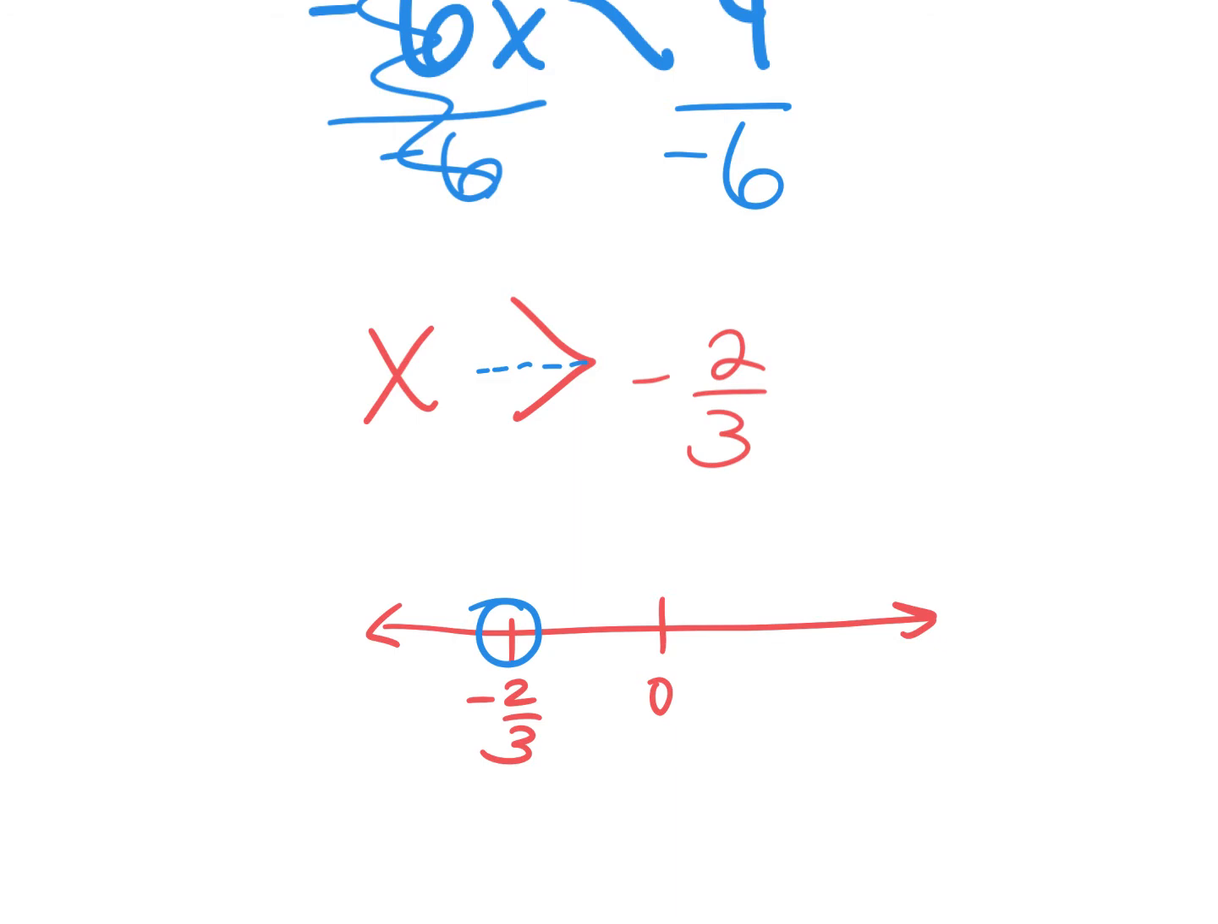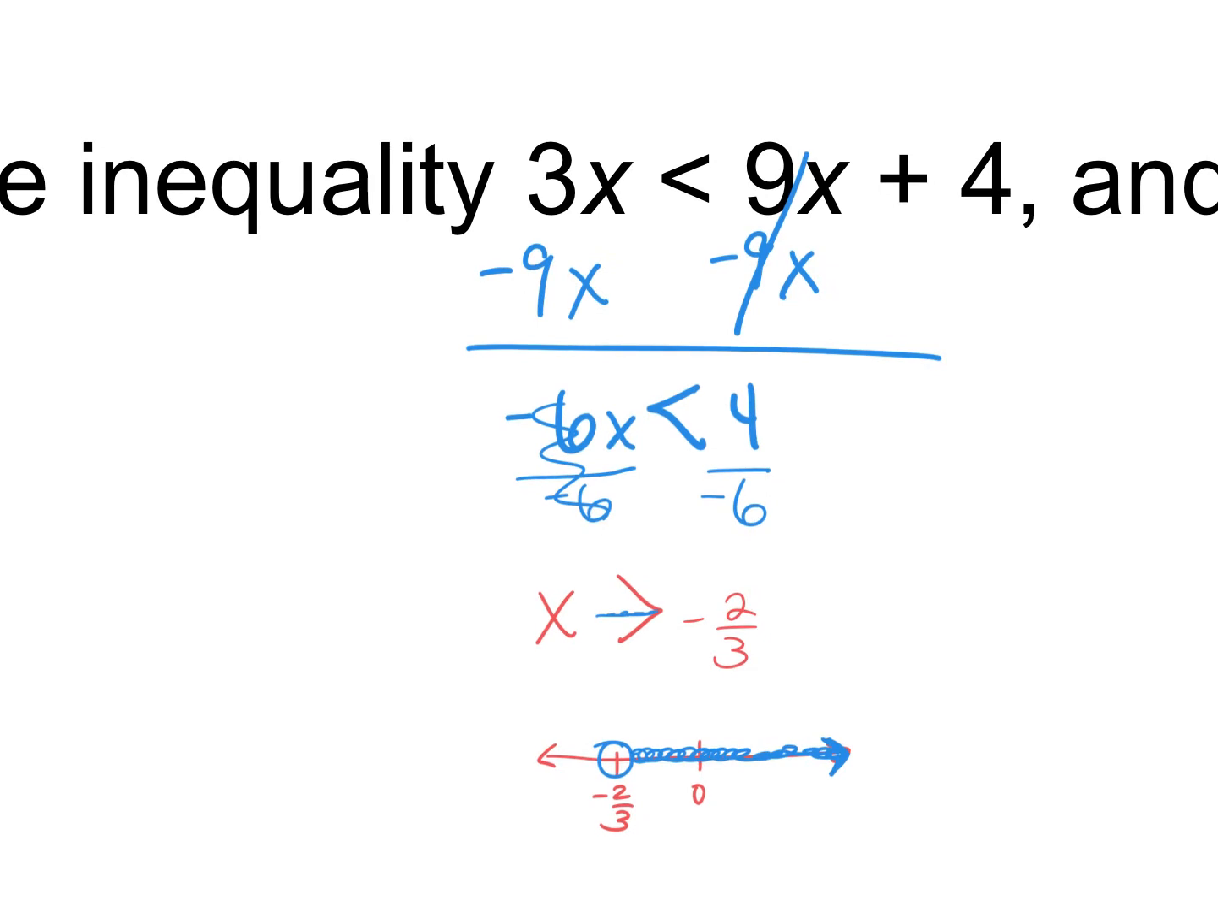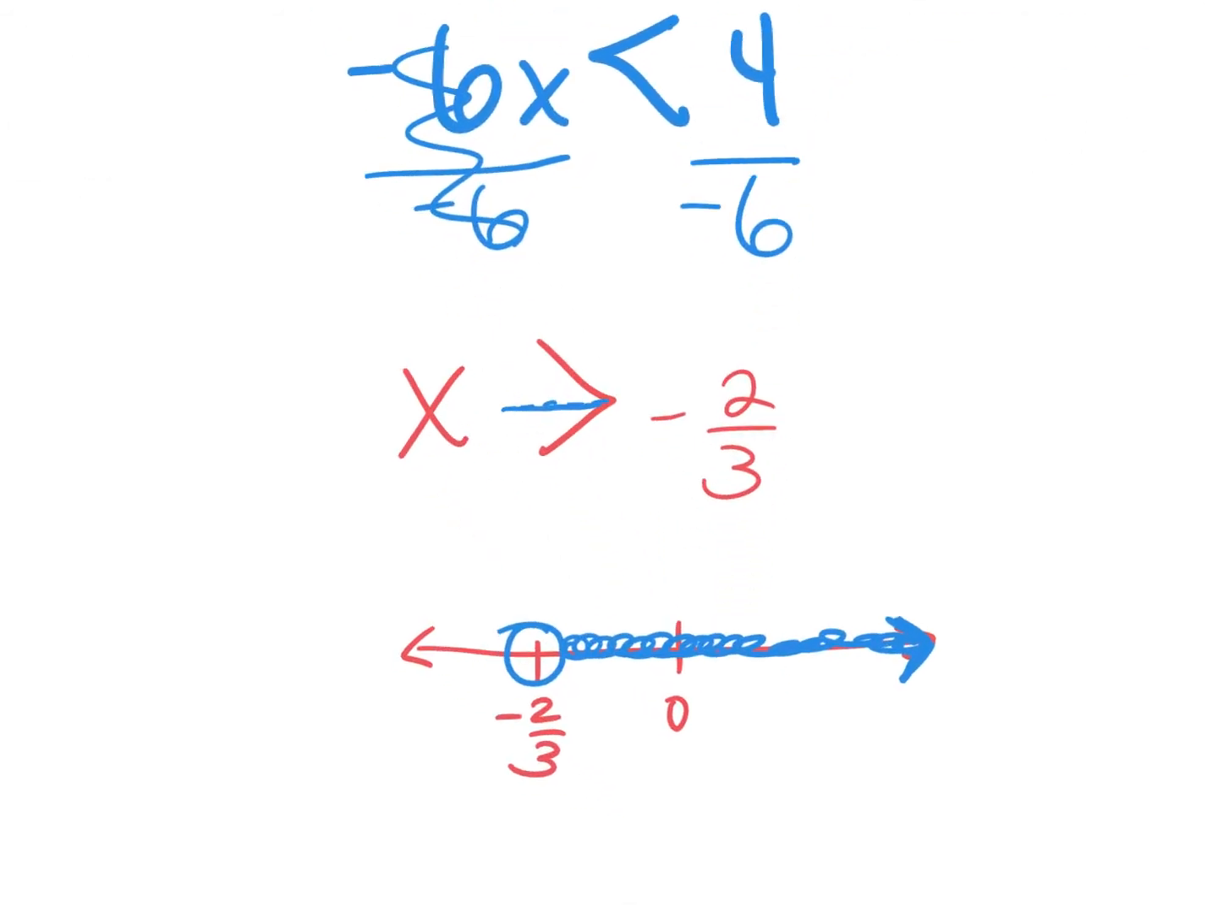Which way should we color? To the right. Which way is the arrow pointing? To the right. So everything over here. And you should definitely take a second to check your answer. I would always check 0. Since I colored, do you see how 0 is included in my solution? When I plug 0 into my original inequality, should it work? Yes. So let's plug in 0 up here. Just mental math. What's 3 times 0? 0. What's 9 times 0? Plus 4. Is 0 less than 4? Yes. So I am correct here.